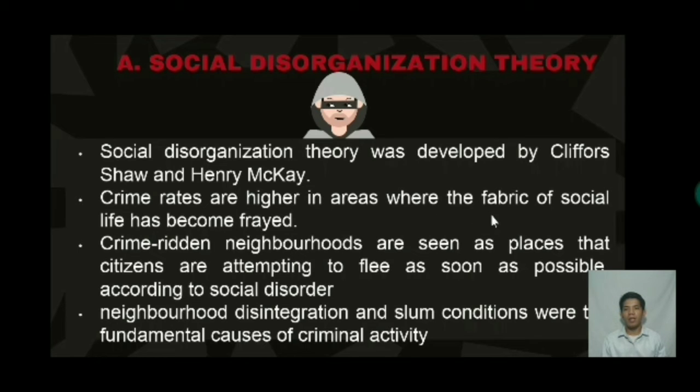social disorganization theory. Social disorganization theory was developed by Clifford Shaw and Henry McKay. Crime rates are higher in areas where the fabric of social life has become frayed. Crime-ridden neighborhoods are seen as places that citizens are attempting to flee as soon as possible, according to social disorganization theory. Neighborhood disintegration and slum conditions were the fundamental causes of criminal activity. So this theory related crime rates to local ecological factors. If the social system is disorganized, there are higher crime rates and the area is more prone to criminal activity.